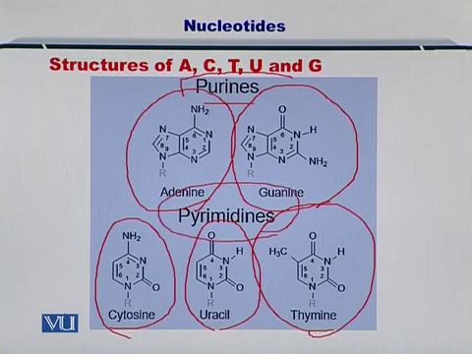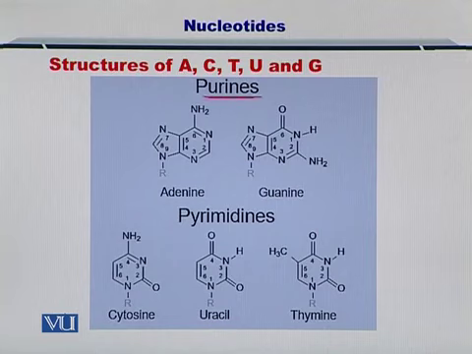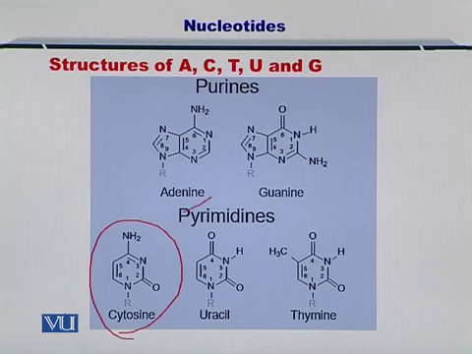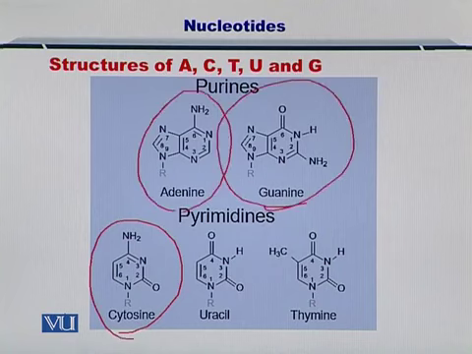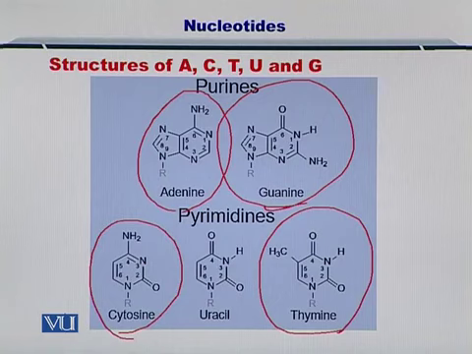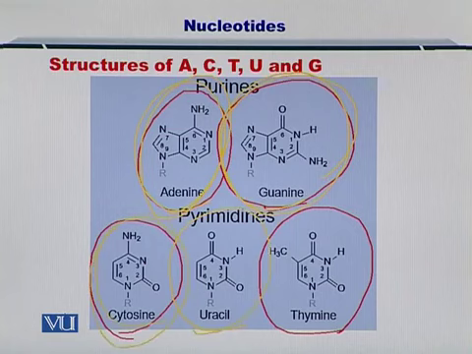So the difference here is in the structure. The purines have 2 rings, while the pyrimidines have a single one. Moreover, in case of the DNA, you only have the cytosine, the adenine, guanine, and thymine, while in case of RNA, you have adenine, guanine, uracil, and cytosine. So in this way, the RNA and DNA differ between uracil and thymine.